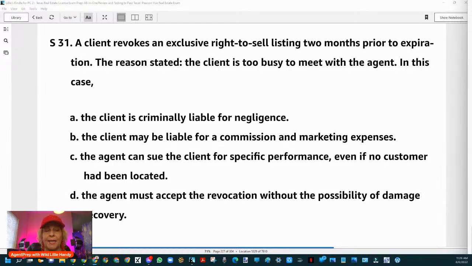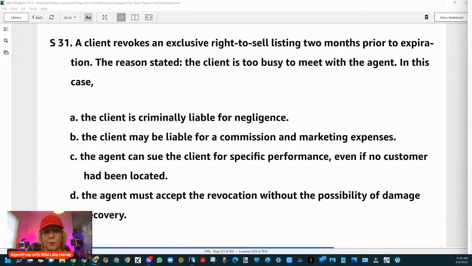Process of elimination when working to resolve issues is what we do, okay? So suing somebody is like the last thing, going to court. So the answer here is B. The client may be liable for a commission and marketing expenses. Remember, there's resolving things amongst us. There's mediation, arbitration, and litigation. And of course, specific performance according to the contract.